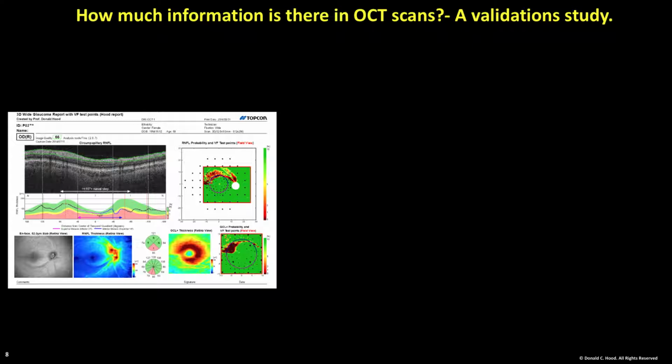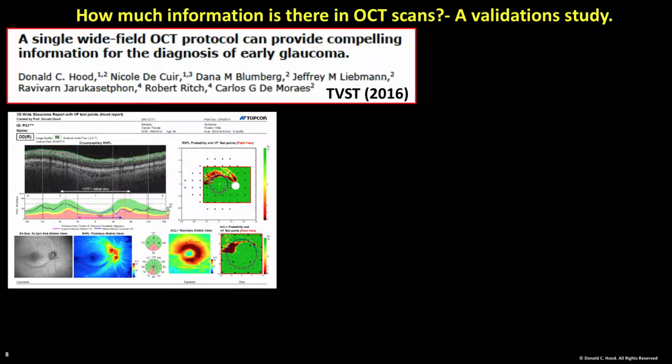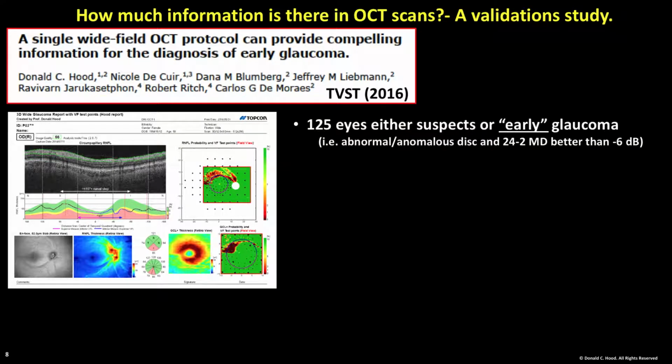All right, so how much information is there in an OCT scan? So here's a validation study we published in 2016. We started with 125 eyes that were either suspects or had early glaucoma. So what made them suspects is they had abnormal or at least anomalous discs. What made them early glaucoma was that the 24-2 was better than -6. So it didn't mean that there weren't serious defects here, but just using a traditional definition that includes mean deviation, these would be classified as early.